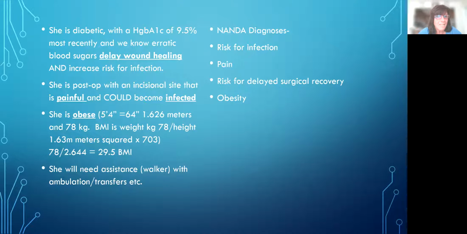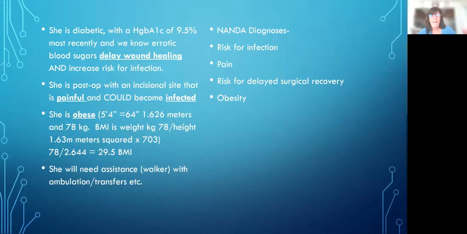She's post-op. She's got an incisional site that's painful and could become infected. She's obese. And I did the math and got her BMI, so based on her weight and her height, her BMI is 29.5. She's obese, okay? She's going to need assistance, right? A walker with ambulation and transfers, et cetera, et cetera.